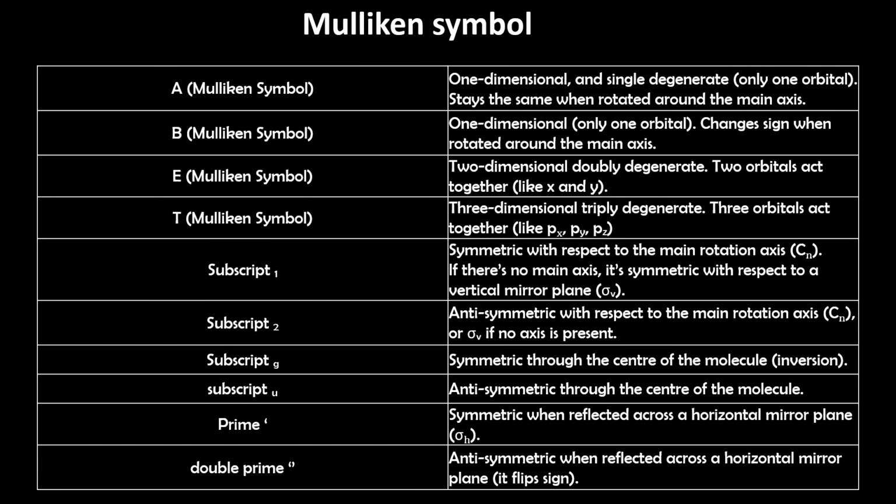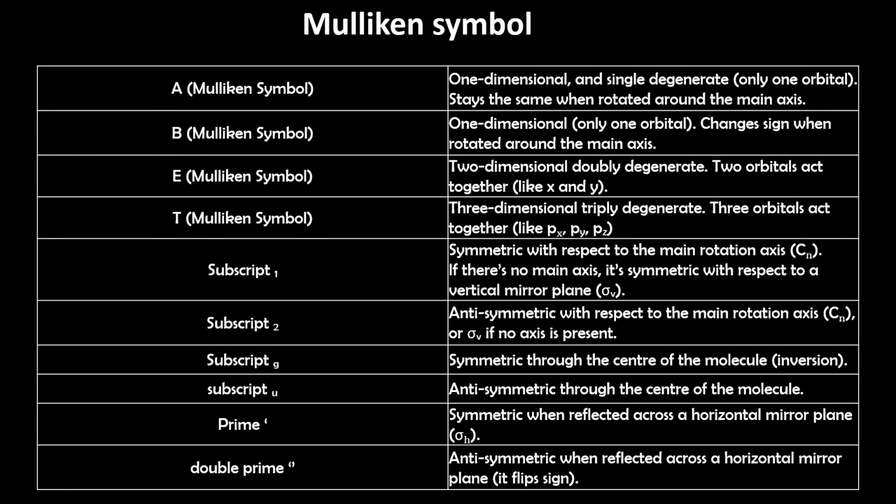So what about all these letters that represent the irreps, and what about all the other symbols we see? Well, these are Mulliken symbols. Each Mulliken symbol, A, B, E, and T, describes both how the orbital behaves under symmetry operations and its dimensionality or degeneracy, where its degeneracy is how many orbitals share the same energy level. For the main symbols, A is one-dimensional and singly degenerate, so only one orbital, and that stays the same when we rotate it around the main axis.